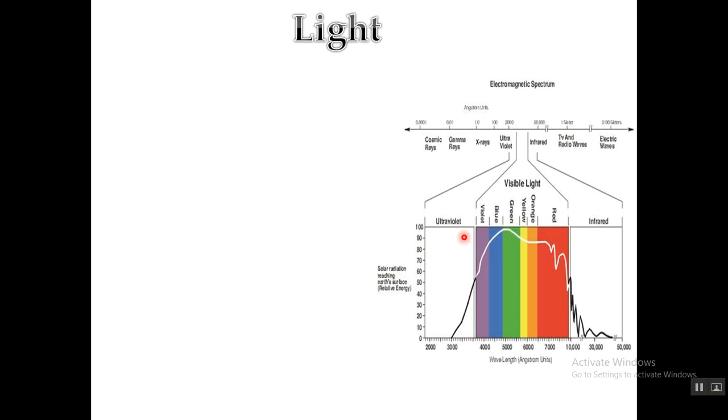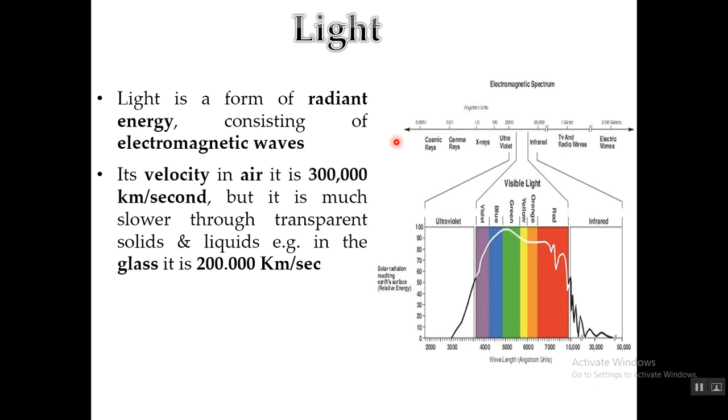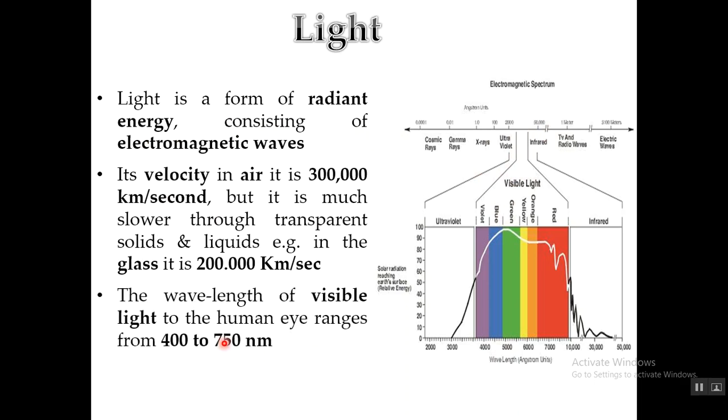So, what about the stimulus for vision? The stimulus for vision is light. What about the light? The light, as we can see here, is a part of the electromagnetic radiations. This is the visible light. The visible light is a radiant form of energy, consisting of electromagnetic radiations. The wavelength of the visible light for the human body is from 400 to 750 nanometers.